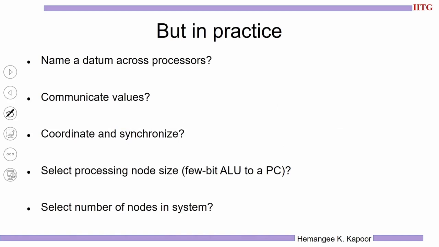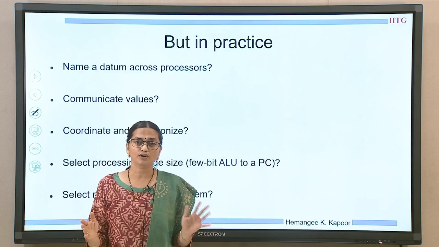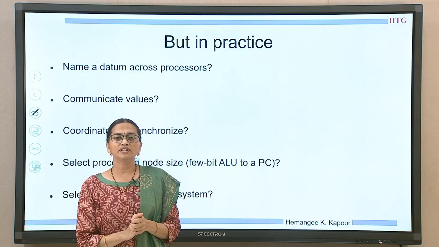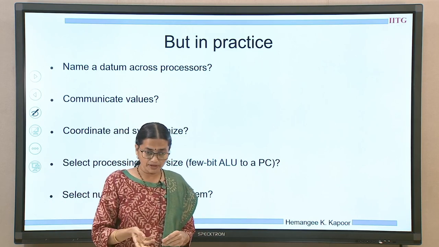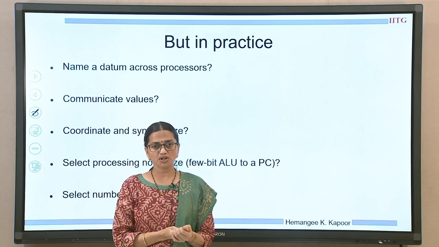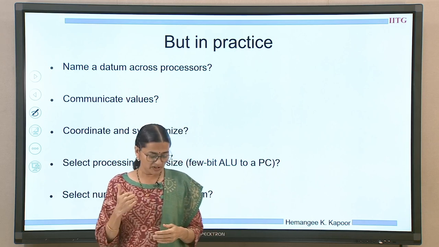First thing is, we need to define how the data is distributed across the processors, right? We are going to divide the workload, and so the data will be given to different cores. How is the data going to be named in this? Then how are the processors going to communicate with each other, coordinate and synchronize with each other? So, these are the problems we need to handle.